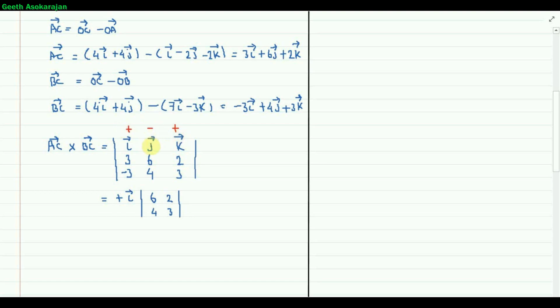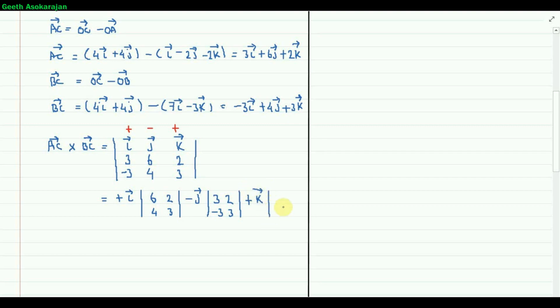Let's continue. So minus j, multiplied by the determinant of a 2x2 matrix again, where the elements can be found by ignoring the row and the column associated with j. So if I ignore the row and the column associated with j, we have the elements 3, 2, minus 3, 3. Close determinant.